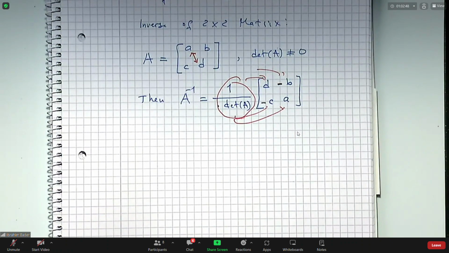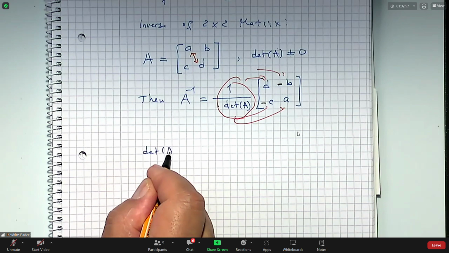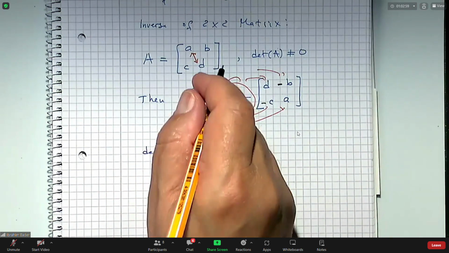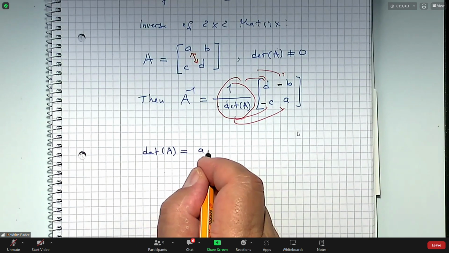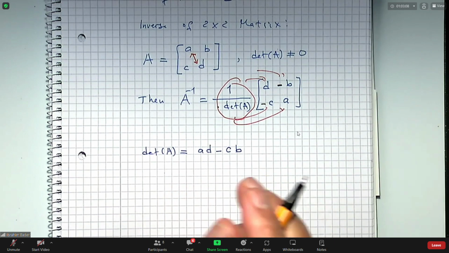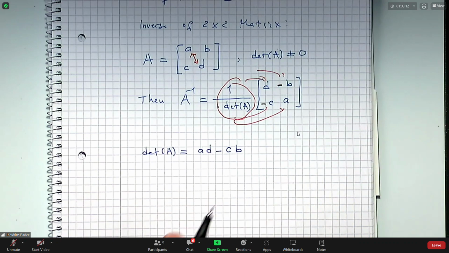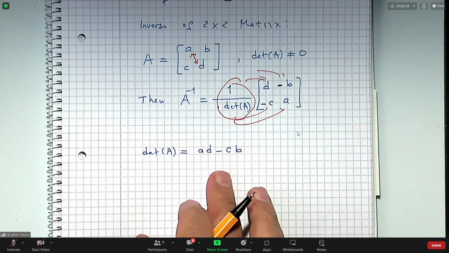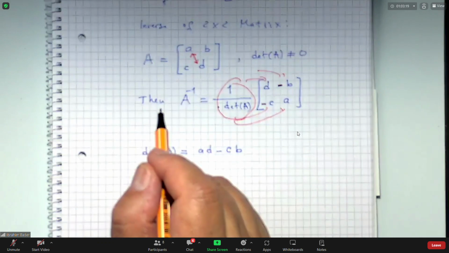And in this way, we get the inverse of a matrix. Now I will leave it to you. Maybe two things here. First of all, the determinant of A, we learned it before. The determinant of a two-dimensional matrix is ad minus cb. I think this is clear for everyone. This is how we defined the two-dimensional determinant.